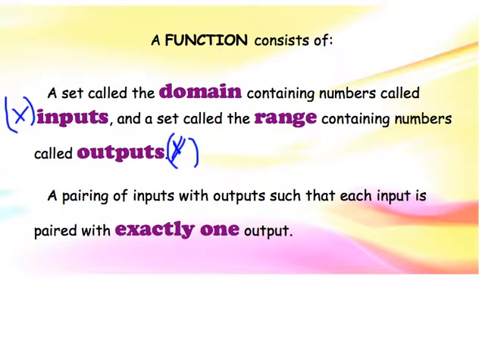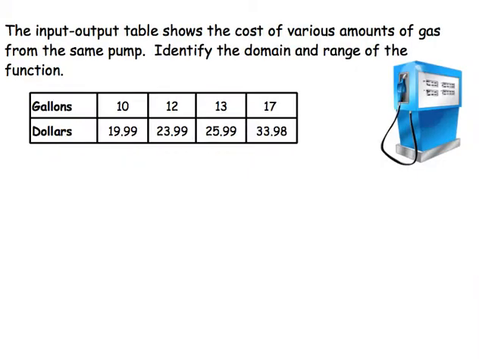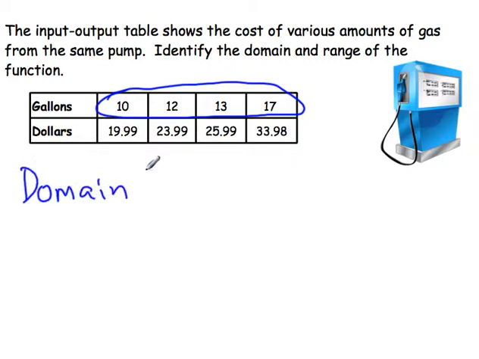a function. So we have an input-output table showing the cost of various amounts of gas from the same pump. We want to identify the domain and range of the function. Well, our inputs are the gallons, okay? So these numbers here are going to be what we call the domain. Those are the inputs. We put the gallons in. Okay, so for the domain, I usually use this squiggly bracket.